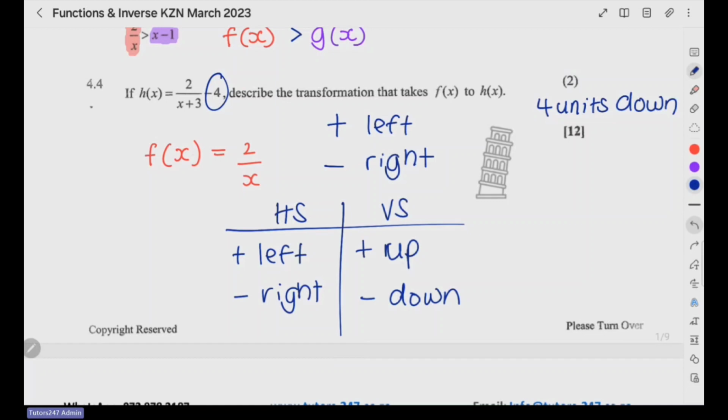Now we need to identify the horizontal shift. We have +3. We know that when it's positive, it is a left shift. So 3 units left. So in order to go from f to h, we shift 4 units down and 3 units left. All you needed to do was look at 0. So to go from 0 to -4, you shift 4 units down. To go from 0 to +3, you shift 3 units left. That is it.